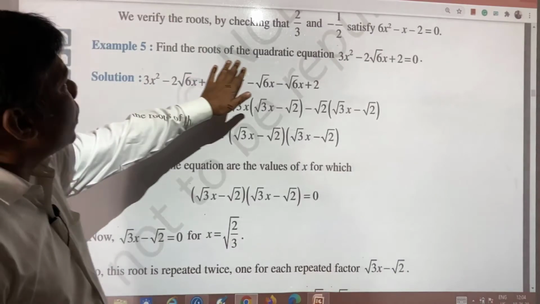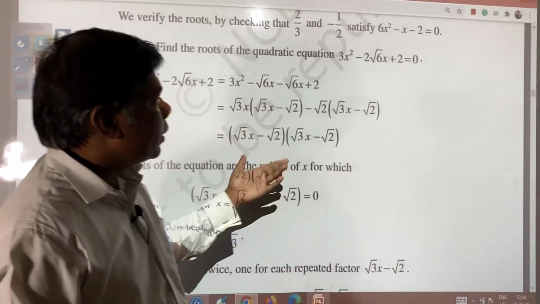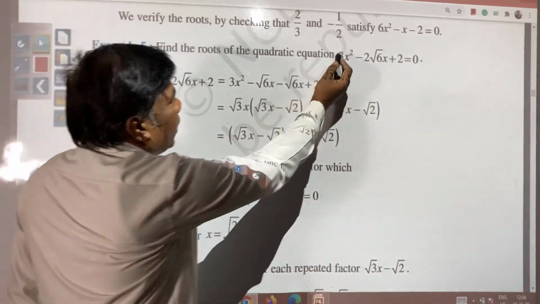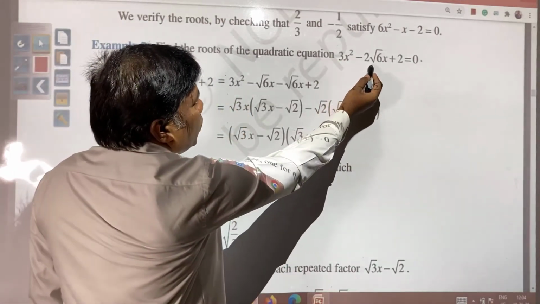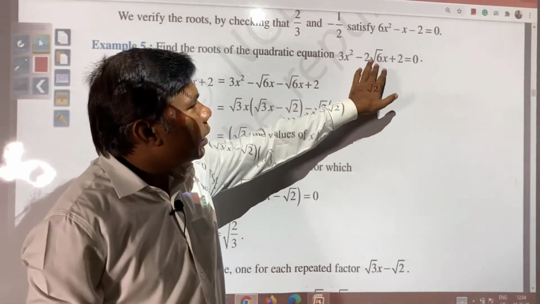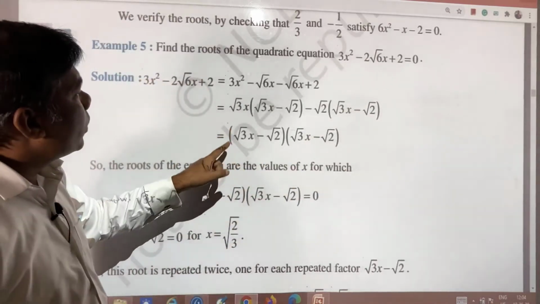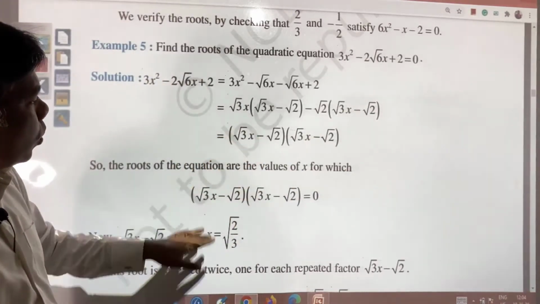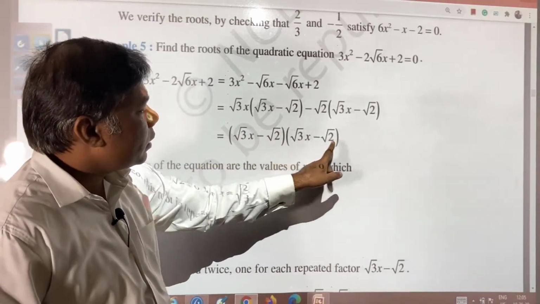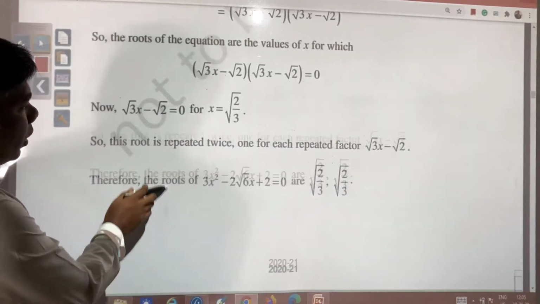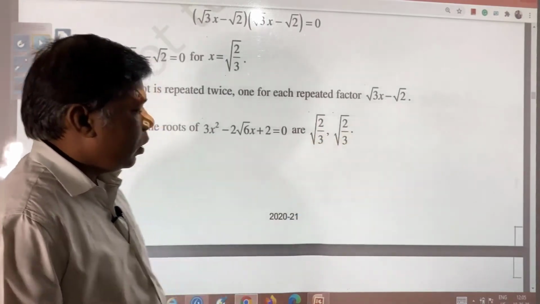Here you see, find the roots of the quadratic equation 3x square minus 2 root 6x plus 2 is equal to 0. So the same thing is required to be done. First term and last term you need to multiply, 3 twos are 6. Now this middle term should be split in such a way that the sum you get is the middle term and the product you get is the product of first term and last term. So here you see this has been split and you have got two factors, root 3x minus root 2 and root 3x minus root 2, and finally you have got the two zeros, root 2 by root 3 and root 2 by root 3.